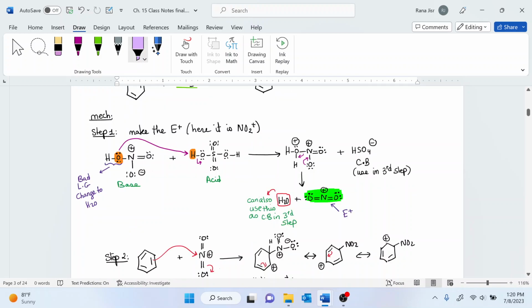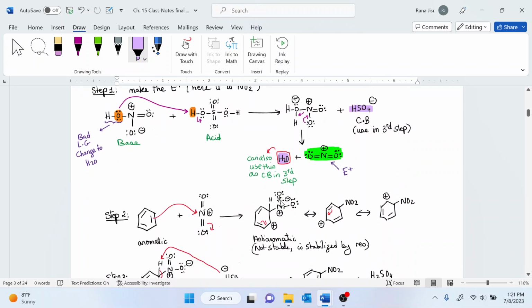During the process of making the nitronium ion electrophile, you are generating two conjugate bases, the HSO4 negative, the sulfonate base, and the water. Sulfonate is going to be a stronger base than water because it does have a negative charge, but you can use either one of those bases in the third step of the electrophilic aromatic substitution reaction.